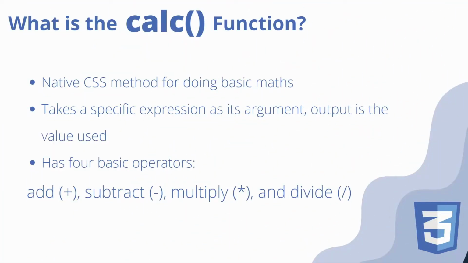So the calc function in CSS is just a native method for doing basic math correctly inside CSS. It takes a specific expression as its argument, with the output of that expression being used as a value for that property. And when we're combining our expressions, it has four basic operators. It's got the add, subtract, multiply and divide.